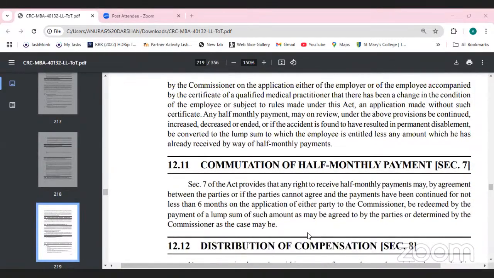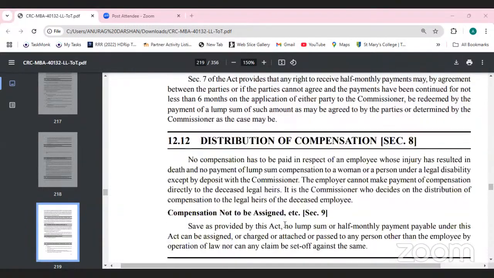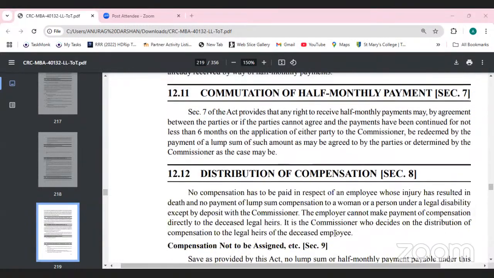Now, commutation of half monthly payments. Section 7 of the Act says that any right to receive half monthly payments may be redeemed by the payment of a lump sum, by agreement between the parties, or if the parties cannot agree or the payments have been continued for not less than 6 months, on application of either party, that is either employer or employee, to the commissioner, of such amount as may be agreed by the parties. So instead of paying monthly, it can be made a lump sum payment as well.